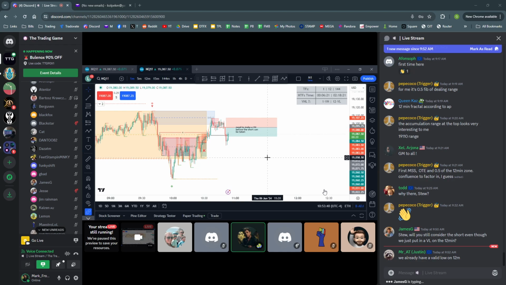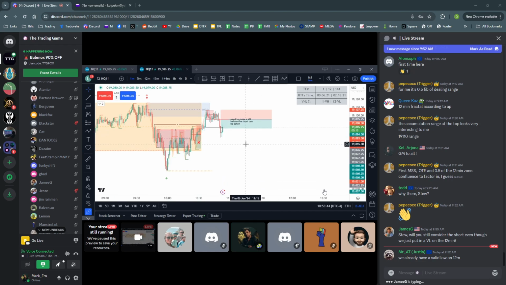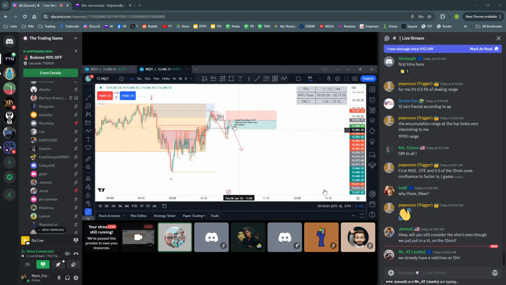Even if you've put in a valid low on the 1, it won't matter. Yep, okay, that's fine. Because it'd look like this. Because now we just put in that valid low, and that would be my expectation. Okay. Because you gotta remember, structurally, we're still bearish, right?